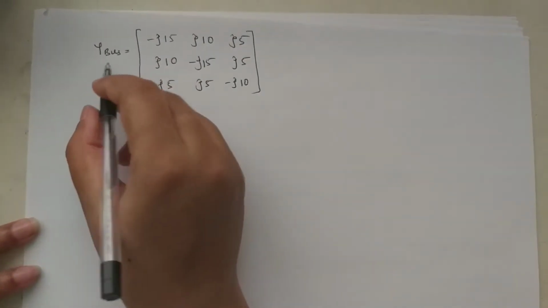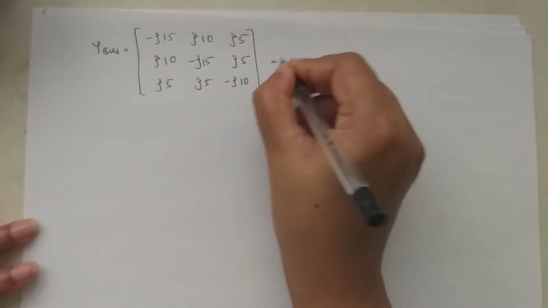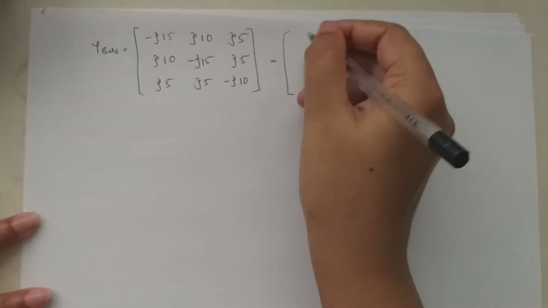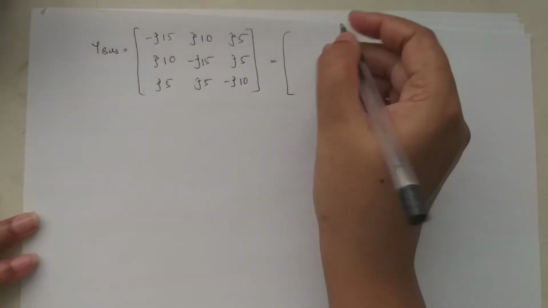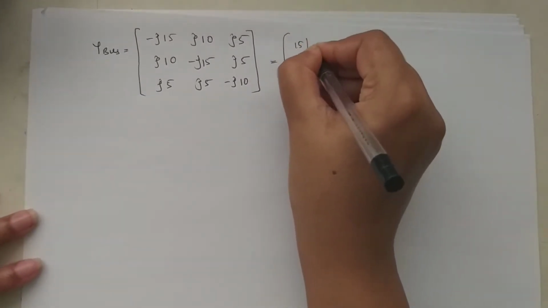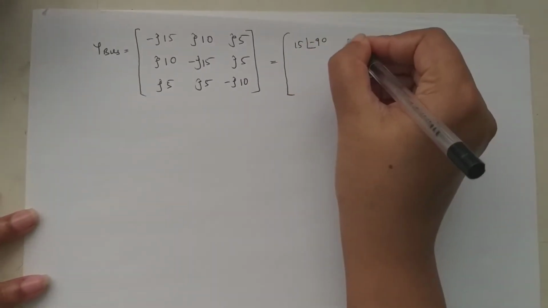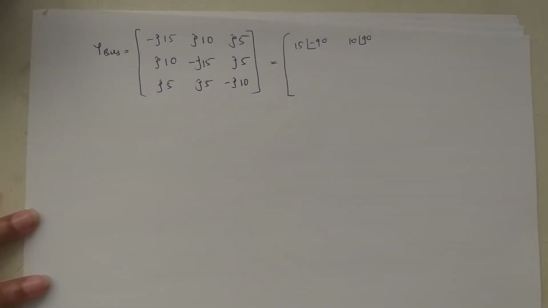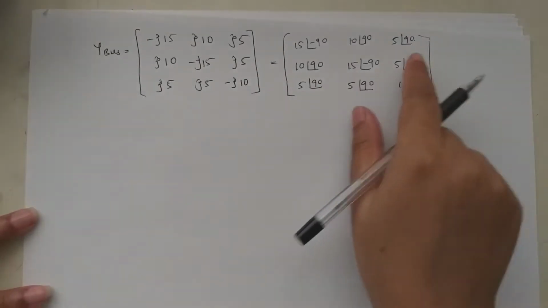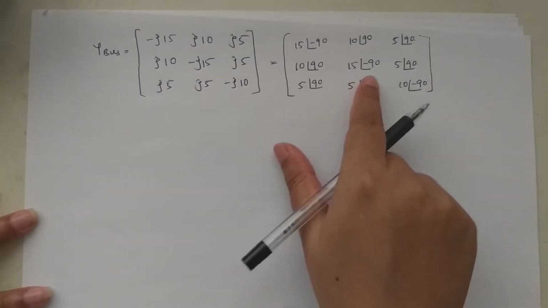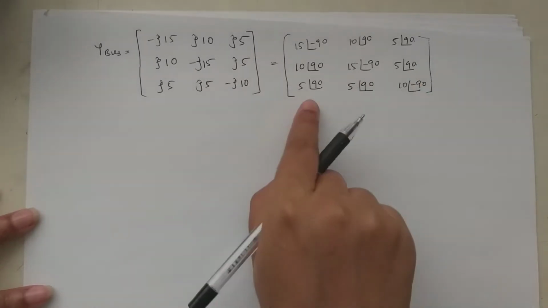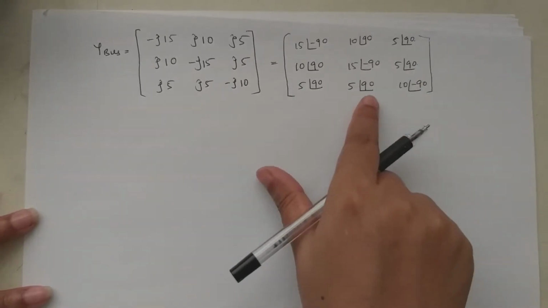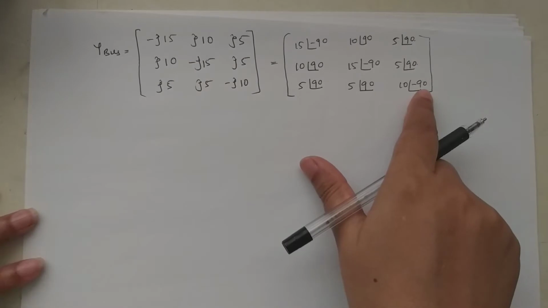We want it in polar form, not in rectangular form. So we can write this same Y bus like this: 15 at an angle minus 90, 10 at an angle 90, 5 at an angle 90; 10 at an angle 90, 15 at an angle minus 90, 5 at an angle 90; 5 at an angle 90, 5 at an angle 90, 10 at an angle minus 90.